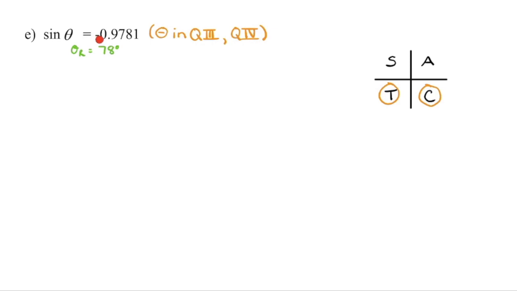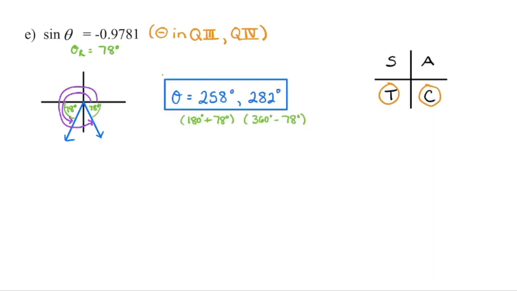So we have a negative sine ratio. Sine is positive in quadrants 1 and 2, which means it's negative in quadrants 3 and 4. Go ahead and draw your sketch, and then we can see that here we're going to have 180 plus 78, and then right here we're going to have 360 and then take off that 78. That gives us all measures of rotation between 0 and 360 degrees for that particular ratio.